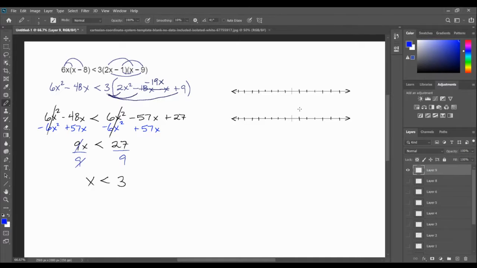So come over to my number line. There's 0, there's 3. We're less than it, so I'll put my parenthesis there and draw it to the left. My interval notation, start at the smallest number, which is negative infinity, extend up to the largest number, which is 3. It gets a parenthesis, just like my number line. Infinity always gets a parenthesis. So there's our interval notation, our graphical representation, and our solution in numeric form.